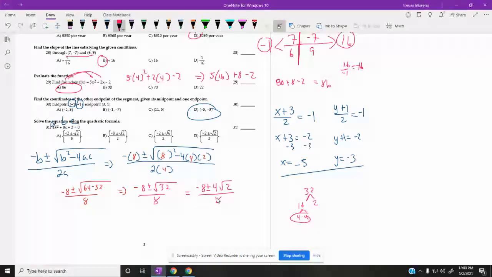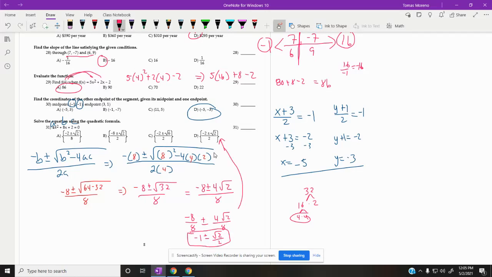Okay, so here's where a lot of people get confused, right? When they start having to reduce. So what I'm going to tell you to do is just make this into 2 different fractions. Okay, so -8 over 8 is just -1. 4 over 8 would just be half, right? So it's just square root of 2 over 2.